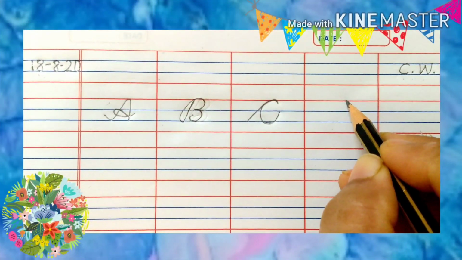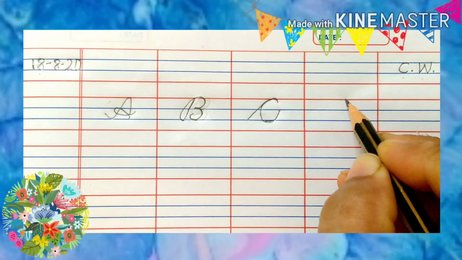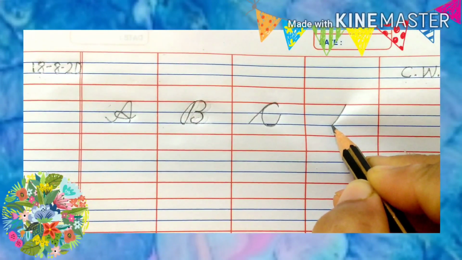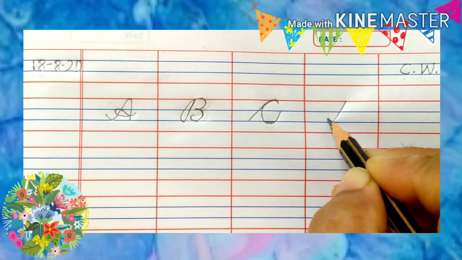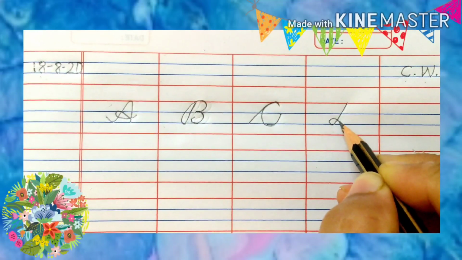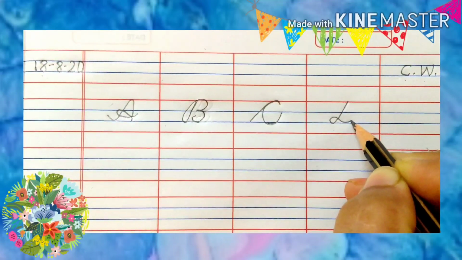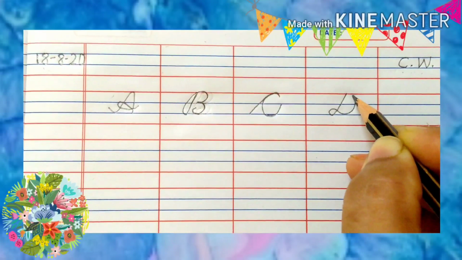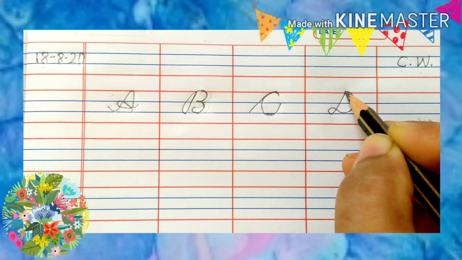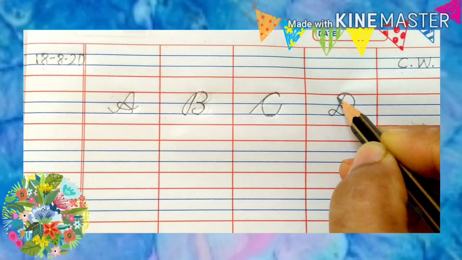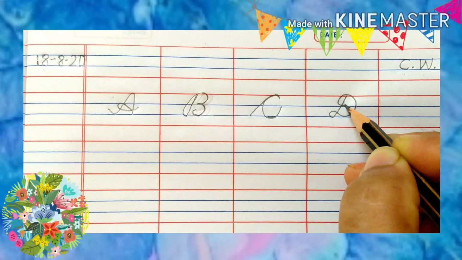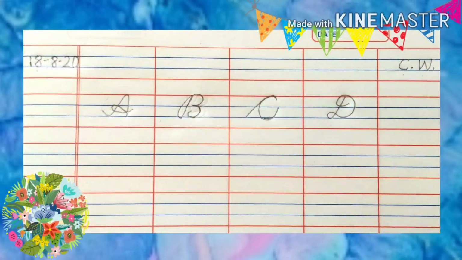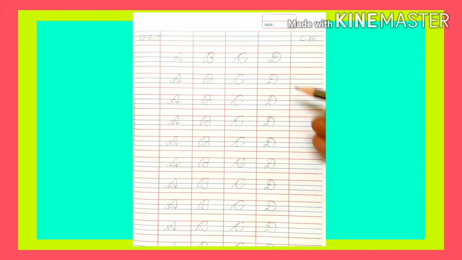Next letter is D. Put your pencil on the top line. Make a slant line. Touch it to the third line. Make a loop and touch it to the third line. Make a curve. Touch it to the top line. Curve it and touch it to the second line and curve inside like this. This is D. Children, you have to do ABCD like this.